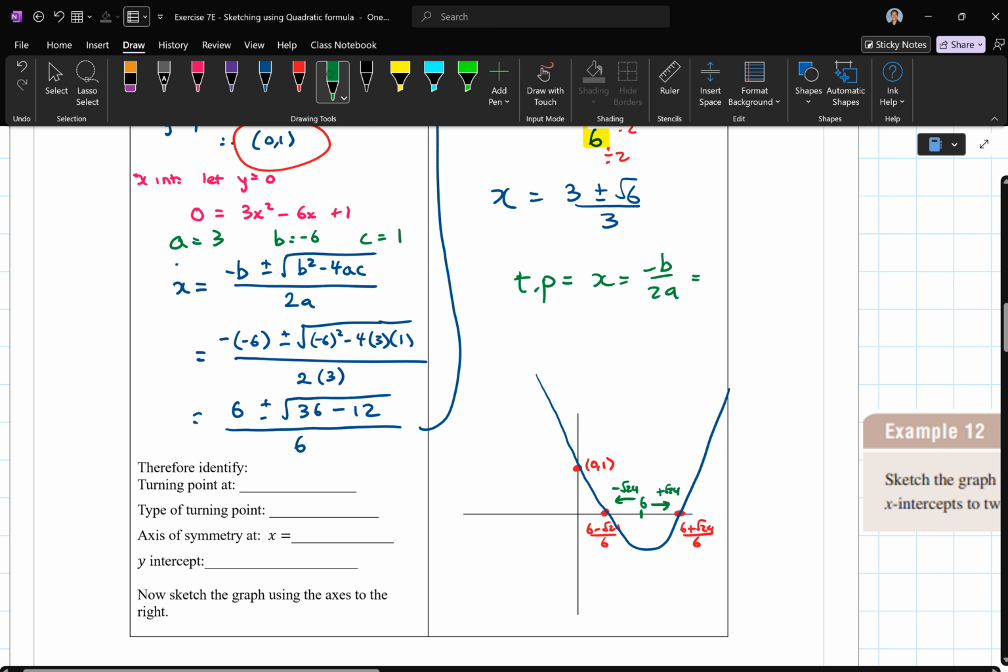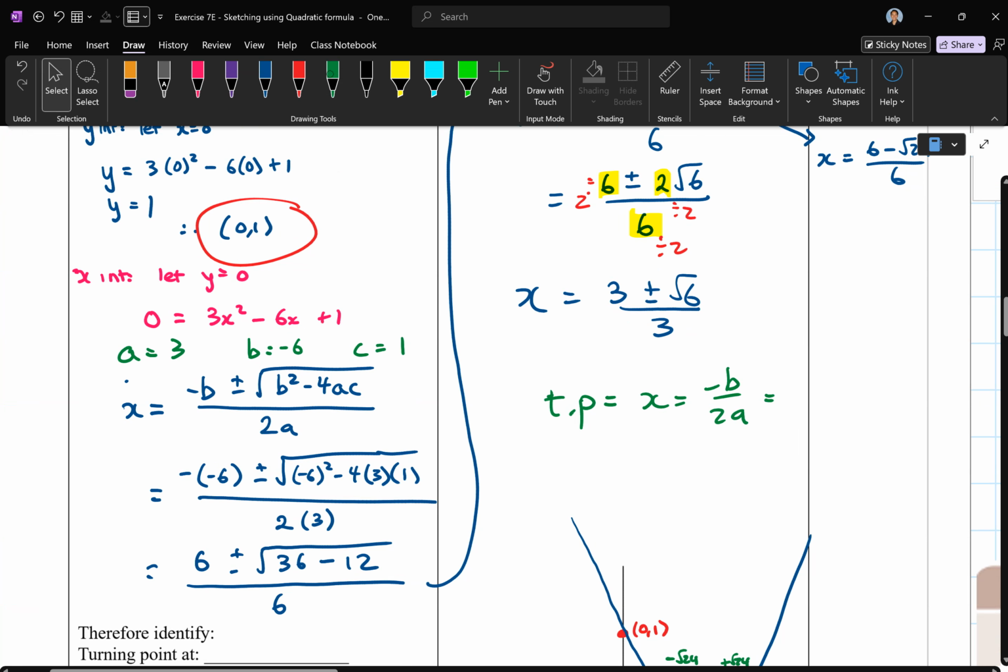Now let's put it together. What's my b again? Negative 6. So I can then say, all right, well, that's negative of negative 6 divided by 2 times a, which is 3. That works out to be 6 over 6 gives you 1.